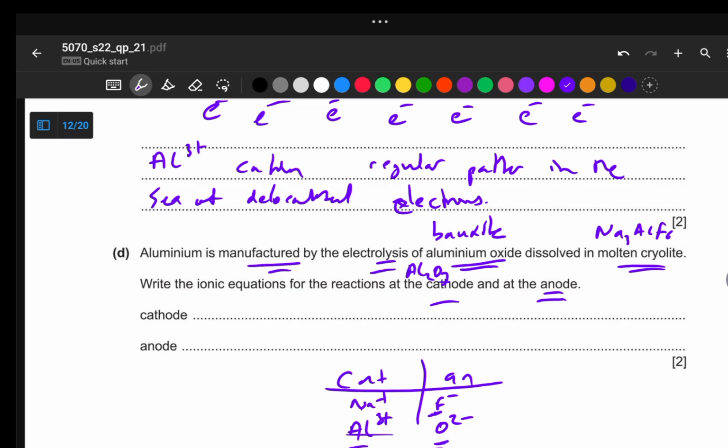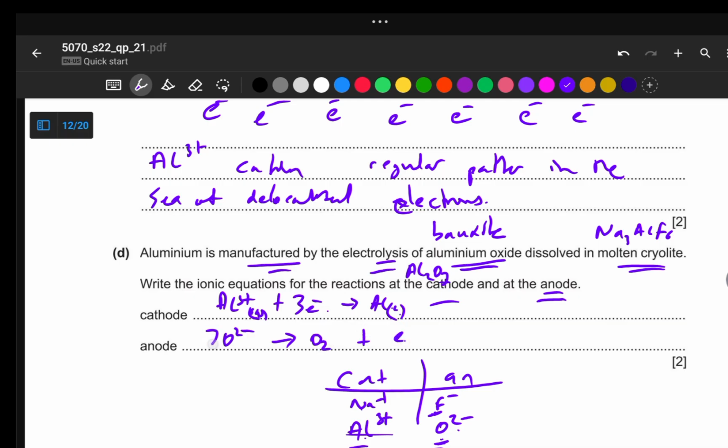So we are going to oxidize this oxide ion to oxygen, and reduce this aluminium ion into aluminium. So at the cathode, the reaction is Al3+ plus 3 electrons to give the aluminium metal in the liquid state, right? And then at the anode we are going to have O2- oxidized to oxygen by giving electrons.